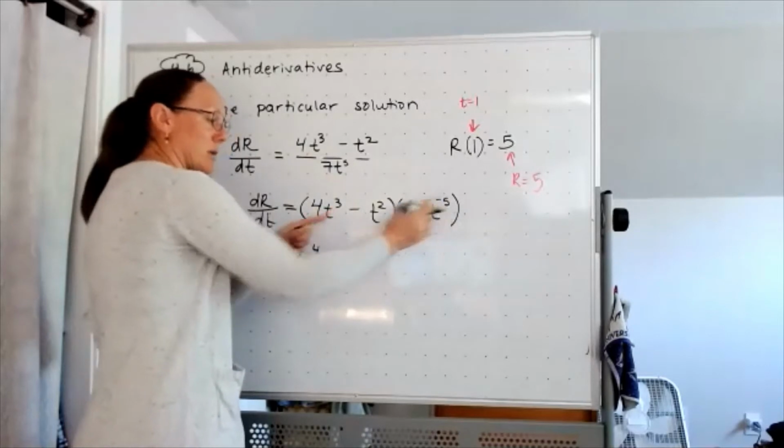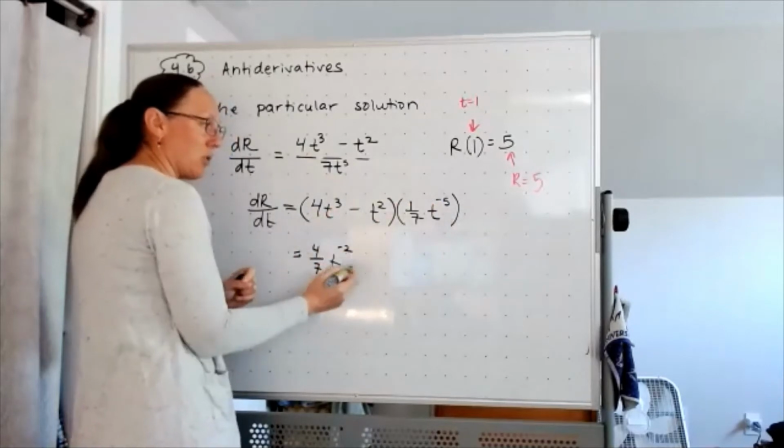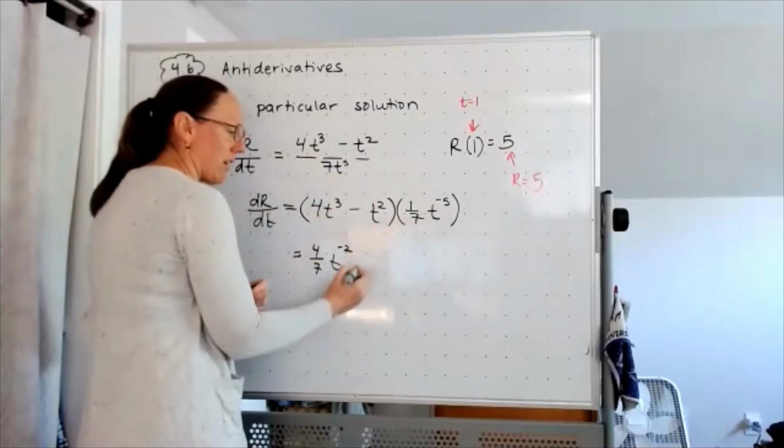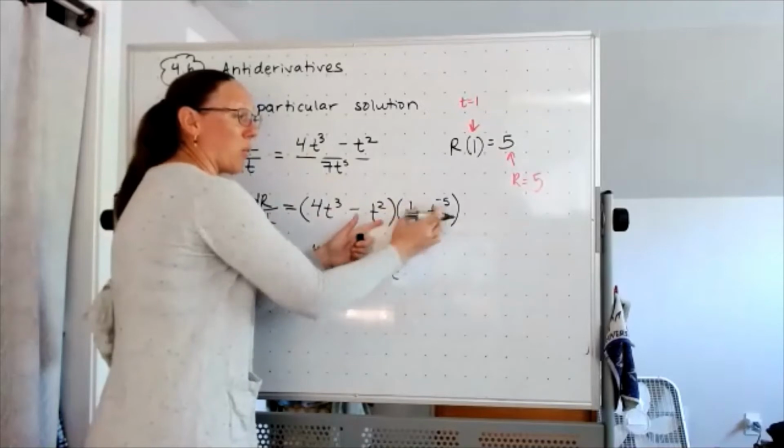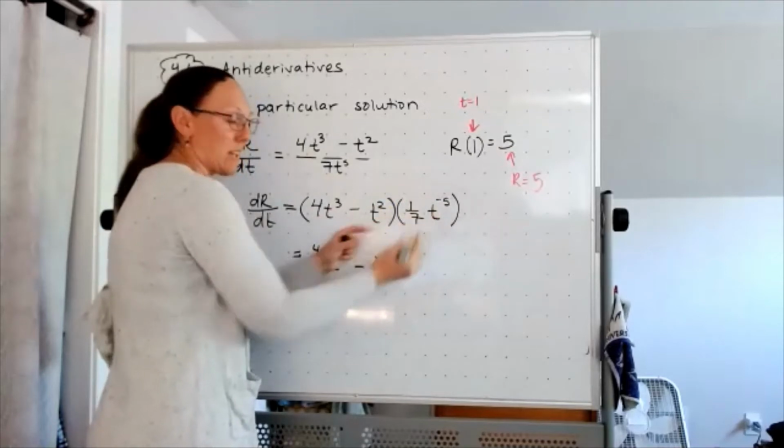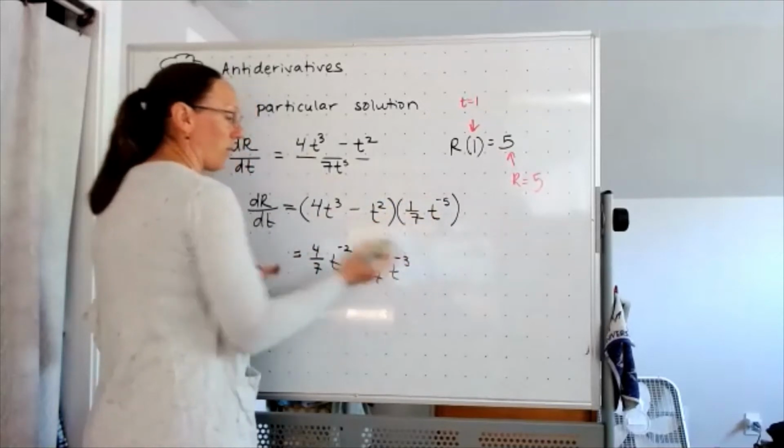Now I'd be adding those exponents, so I'd still get the -2. When I distribute this here, I'd have the -1/7. And again, now that we're multiplying, we'd be adding those exponents and get t to the -3.